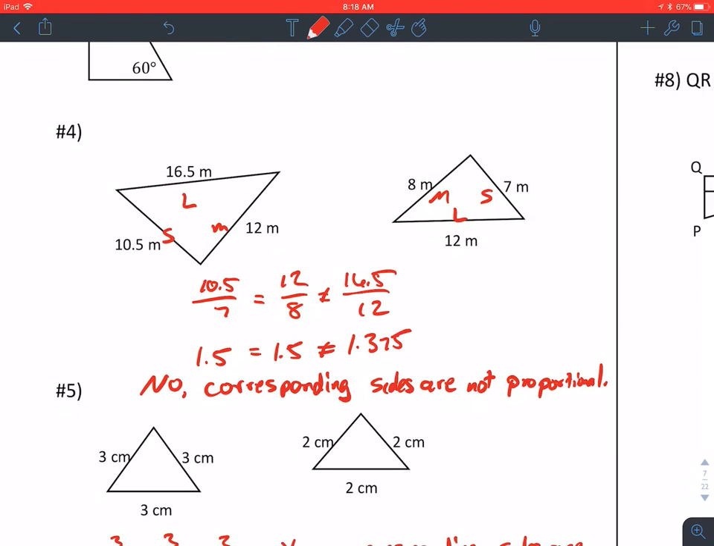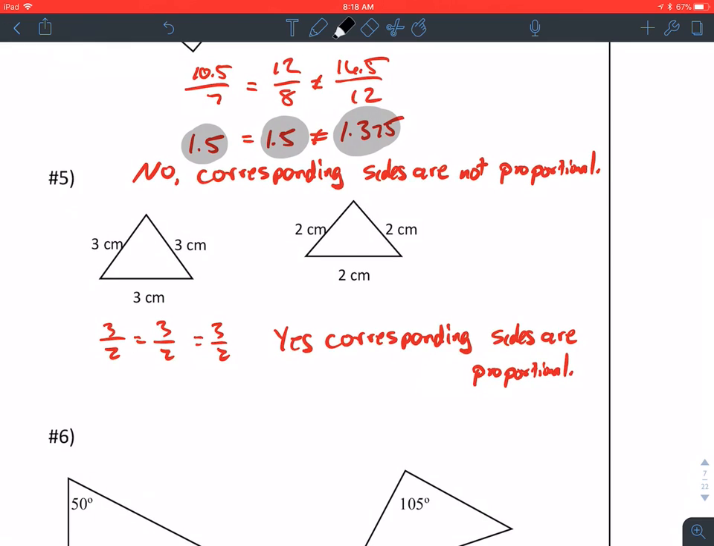Using a calculator, which I don't recommend because it's lazy, but apparently I got lazy on this. If you divide the top by the bottom, you get 1.5, 1.5, and 1.375. They are not all the same. Therefore, the corresponding sides are not proportional. So we were trying to use the side-side-side similarity, but it didn't work.